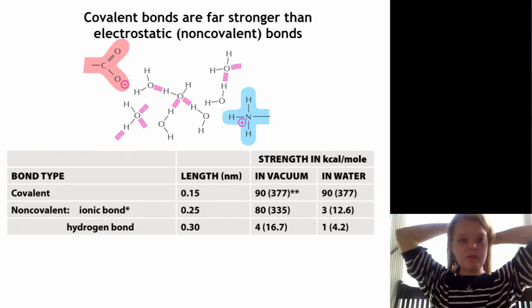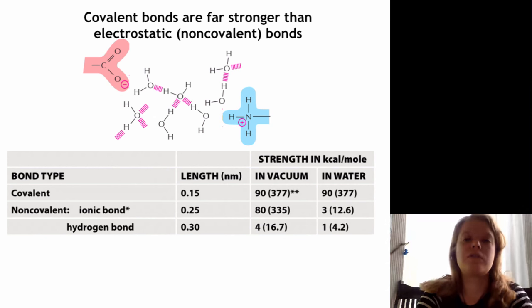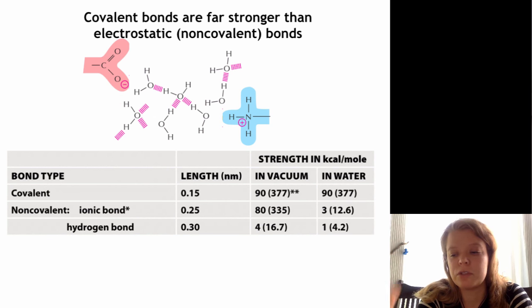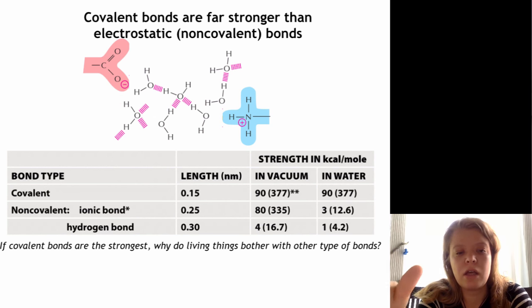So that's one nice reason why biology doesn't just use covalent bonds in its chemistry. It also uses ionic bonds, even though they're weak. The other bonds that it uses are hydrogen bonds, which are electrostatic interactions. We'll talk about them in the next few slides.